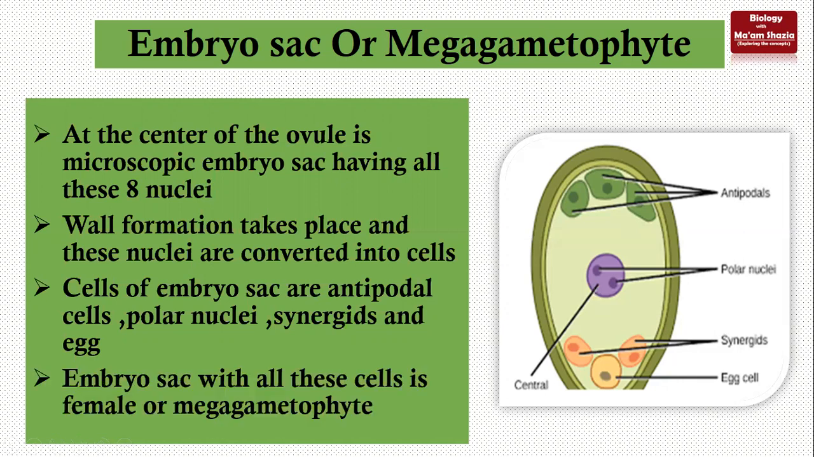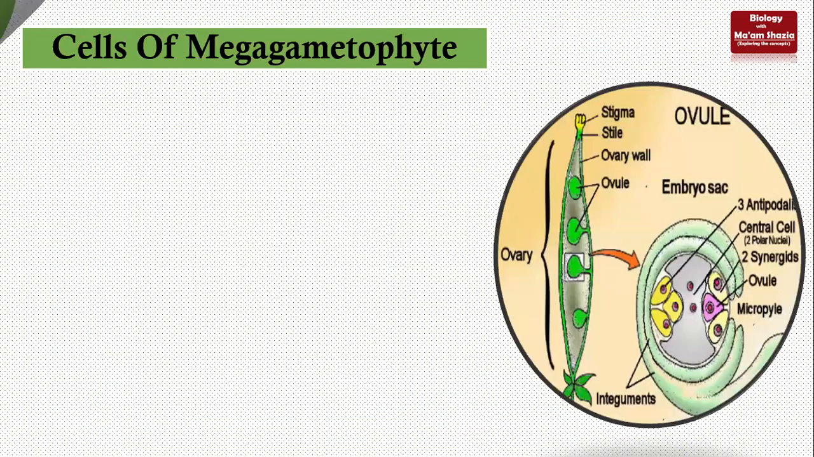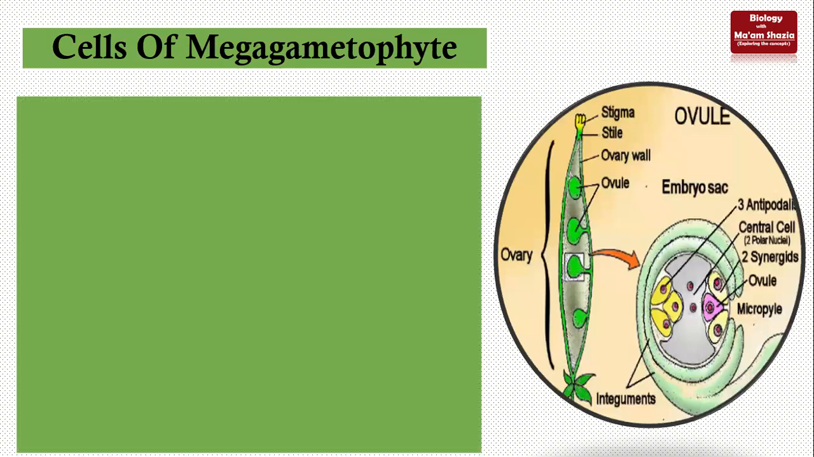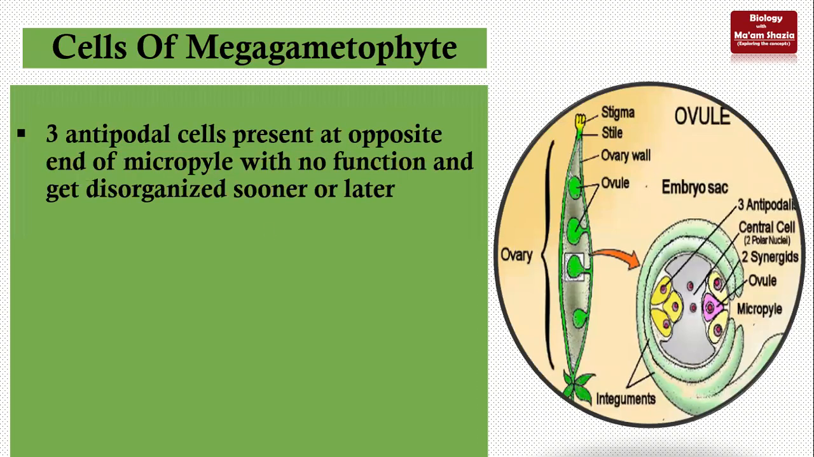The embryo sac with all these cells is the female gametophyte. It has eight cells inside it. Three are antipodals, two are synergids, one is the egg cell, and two are polar nuclei, or you can call it the fusion nucleus. Now, the cells of the megagametophyte: three antipodal cells.